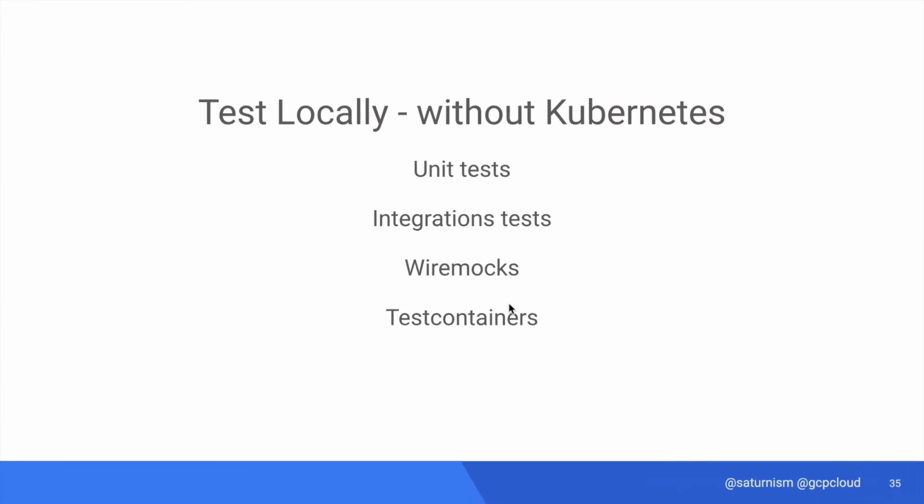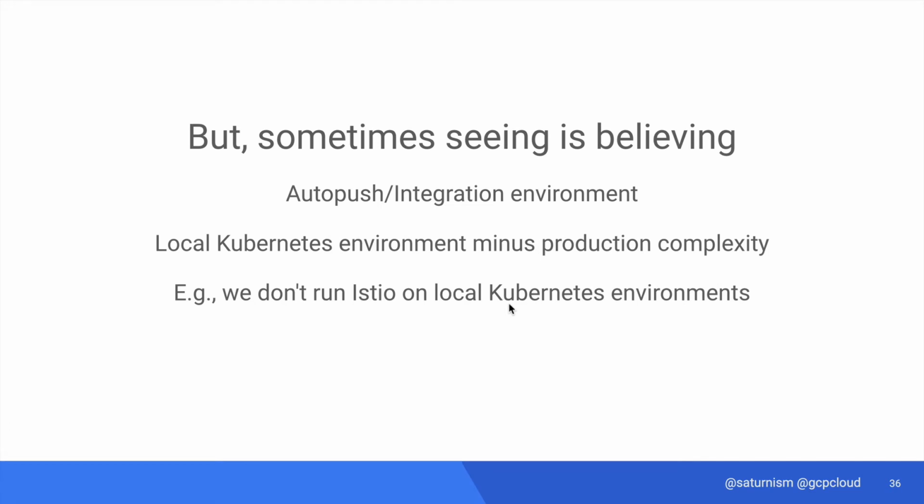But sometimes after we run all the tests, we still want to see everything working together. Seeing is believing, right? And for this, we mostly relied on the auto push or integration environment, where all the latest code check-ins are CI/CD'd and pushed into this environment, so we can log in and see everything working together. Or sometimes people just really want to see everything working together locally, then they can run a local Kubernetes environment, but minus all the production complexity.